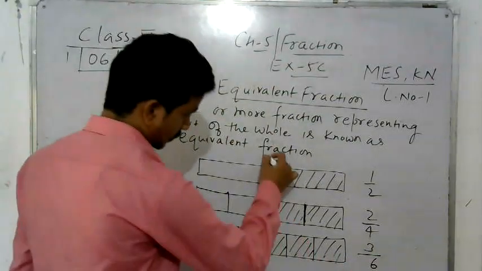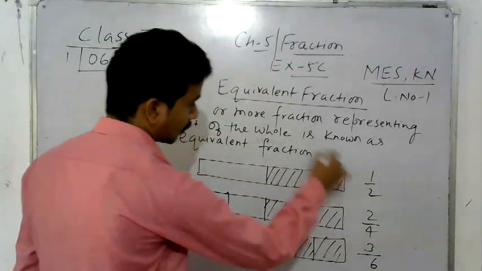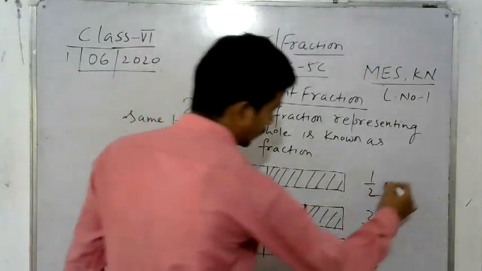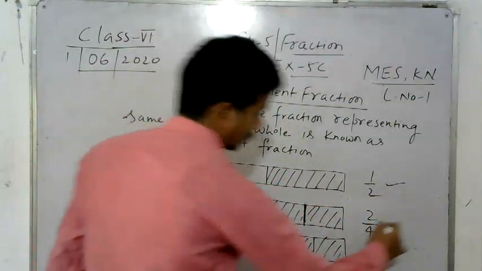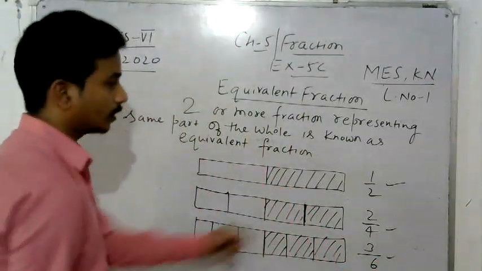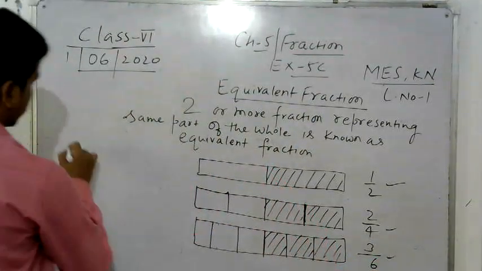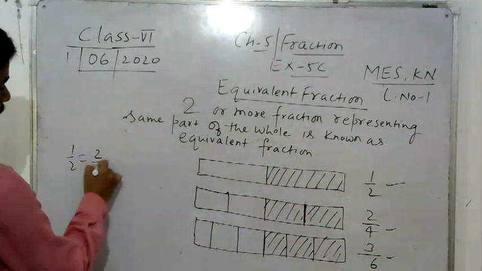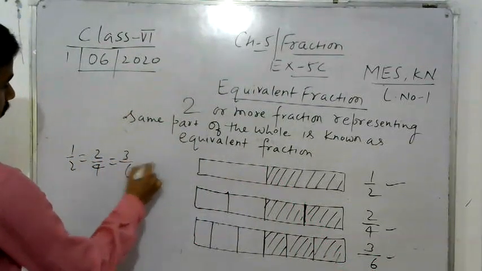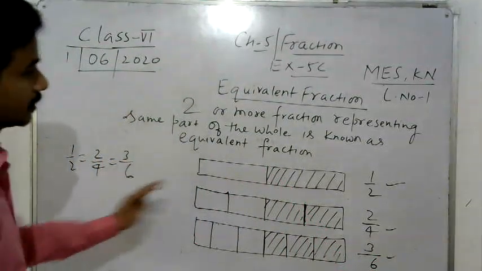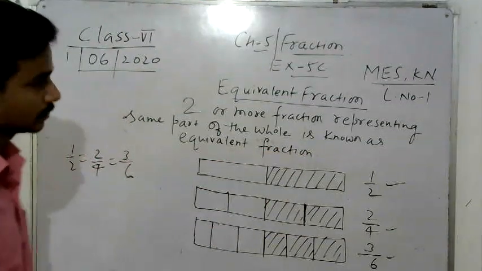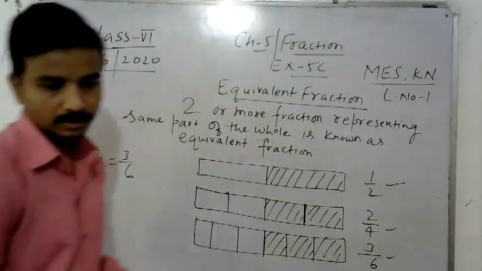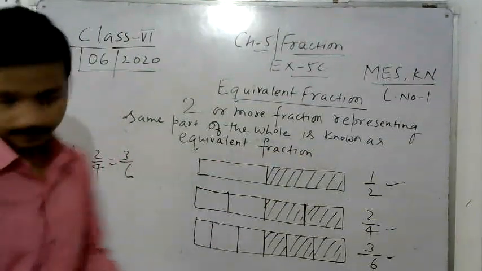So here we see the same part of the whole is represented by half, 2/4, and 3/6. So all these fractions are equivalent fractions. So half equals 2/4 equals 3/6. All these are called equivalent fractions because they are representing the same part of the whole.